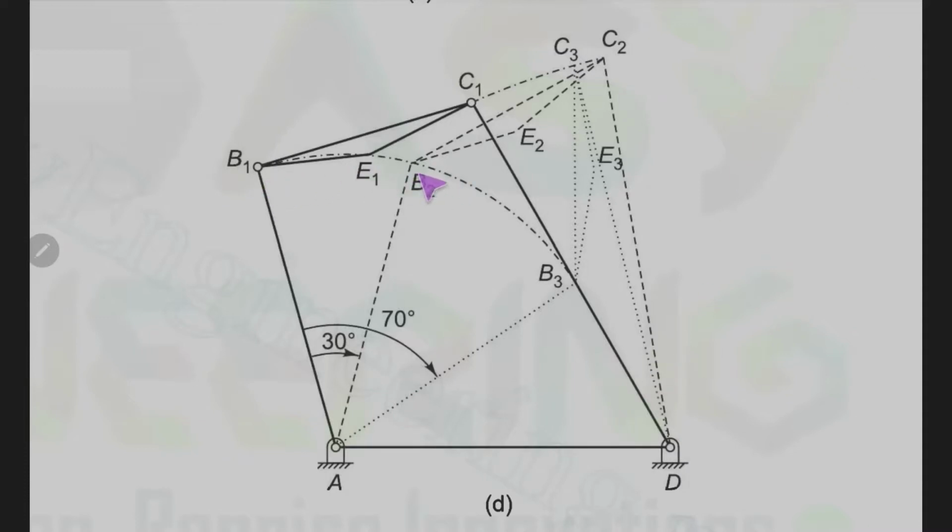It will look somewhat similar to this, A1, B1, C1, D1, and as the crankshaft moves, it goes to B1, B2, B3, and as I told, since E lies on the rigid triangle, E2 is here, E1 is here, E3 is here. Similarly, various locations of C are shown, C1, C2, C3. So that's the end of this tutorial for this problem.